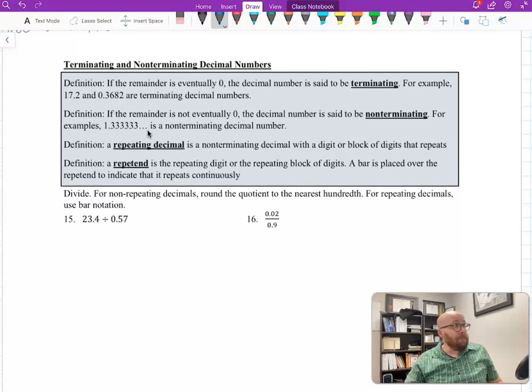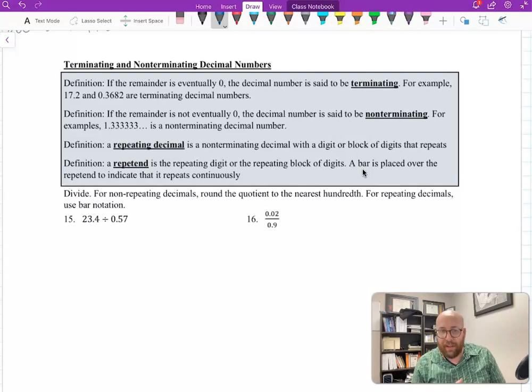If the decimal number is a repeating decimal, then you have a number that just repeats itself, for example, 3333333. A repeatend is the repeating digit or the repeating block of digits. A bar is placed over the repeatend to indicate that it repeats continuously.